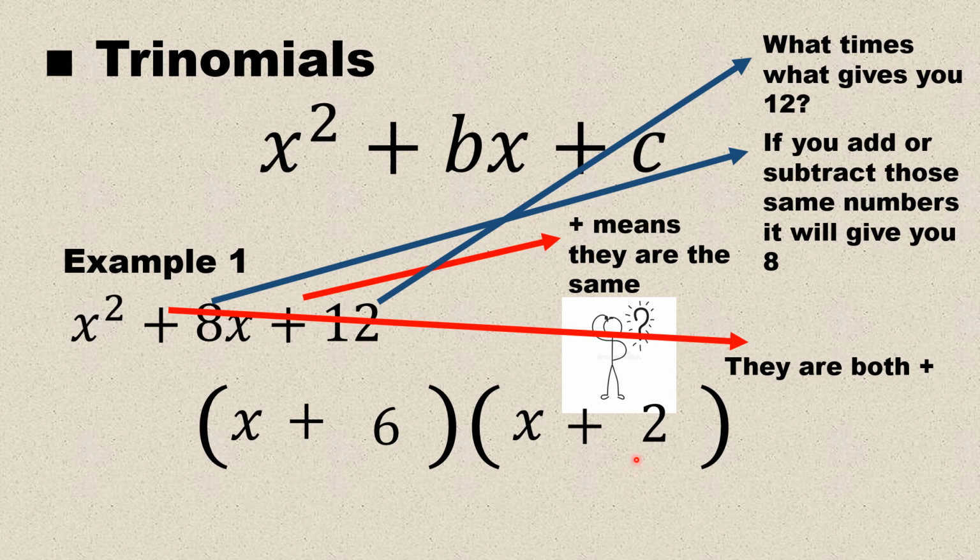6 times 2 is 12. Okay. So if you just add them with the signs there, normally, does it give you positive 8? And if you then multiply those 2, does it give you the back? All right, let's have a look at another example.